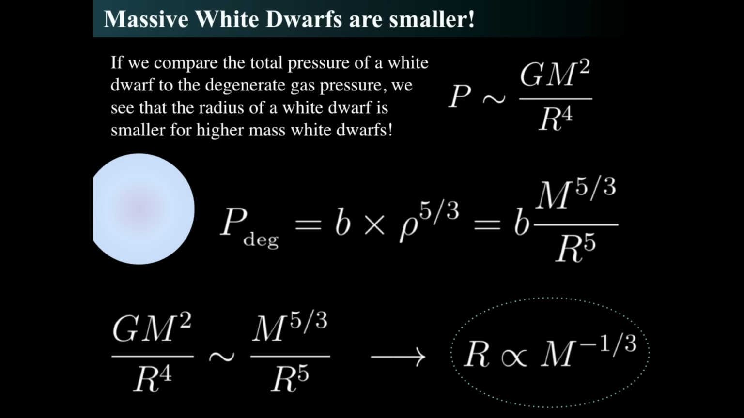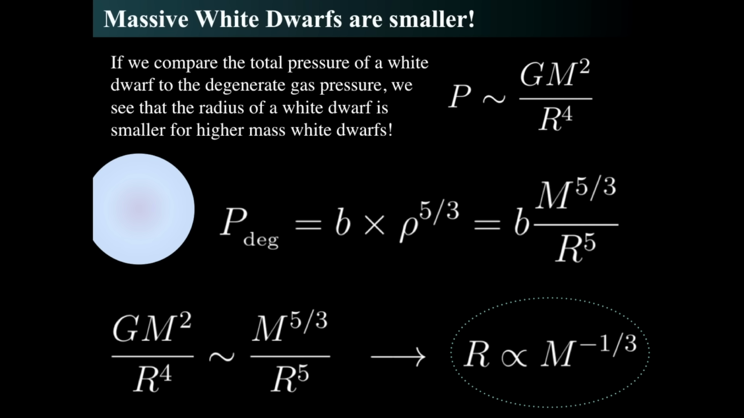Well, let's take that equation that we had for pressure, where pressure equals GM squared over R to the 4th, but instead of using the pressure due to an ideal gas, now we're going to use the pressure due to a degenerate gas. And that tells us an interesting thing. Pressure degenerate is rho to the 5/3 power, which is like the mass divided by the volume cubed, which is radius cubed. That's where that M to the 5/3 and R to the 5th power comes from on the right-hand side.